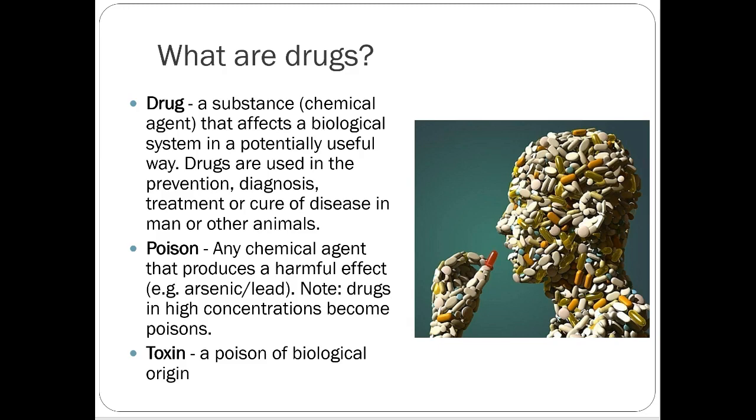Okay, so let's talk about some drug definitions. A drug affects a biological system. Poisons and toxins are defined there. We'll do a toxicology lecture in the summer specifically to talk about toxins a little bit more. But a drug could be a toxin. Toxins depend on how much you give somebody, really.